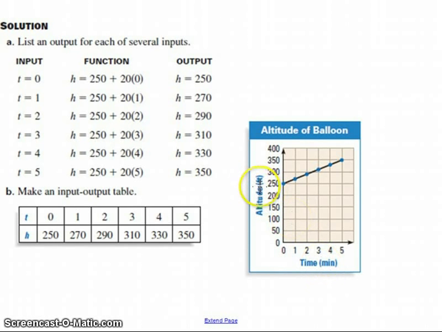Time's not influenced by height. So plot it this way, and you should end up with a graph that's the same as the one they have here based on this same set of data.